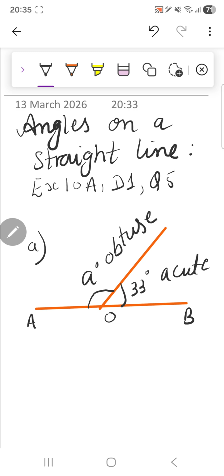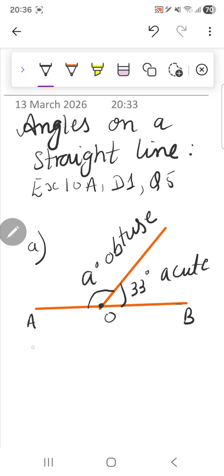So angles on a straight line are the angles that are found when two or three angles share a common vertex. This is the common vertex and lie on a straight line AOB. A straight line angles always measure up to 180 degrees. So the sum of all the angles on the straight line equals 180 degrees. So what are the points that you are going to remember? Angles on a straight line equal 180 degrees, share common vertex, common arm, and they form a straight line.